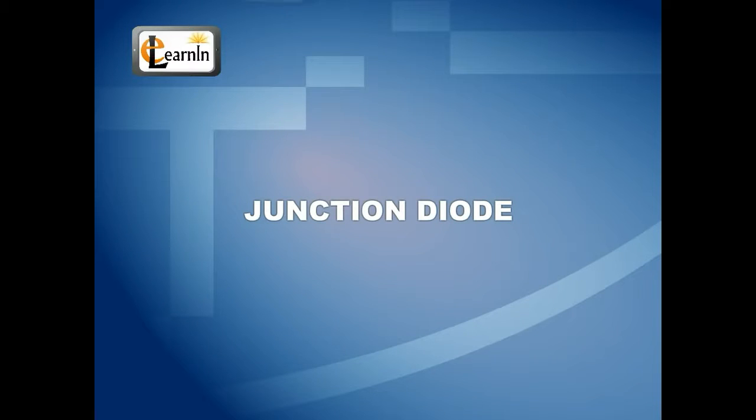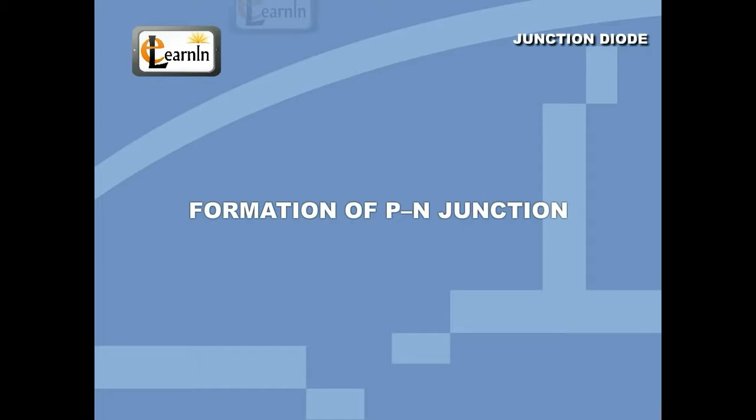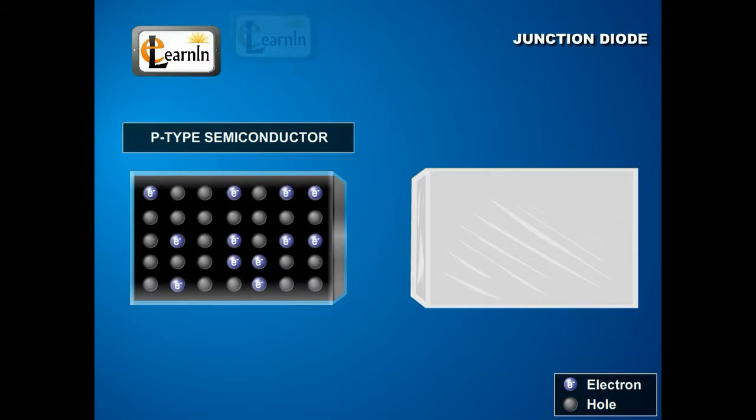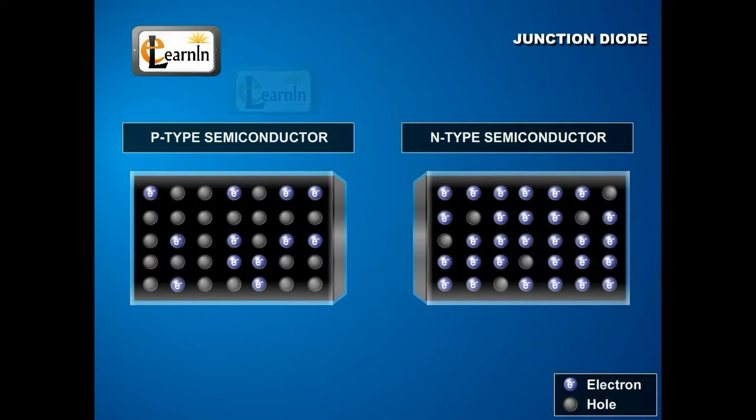Junction diode, properties and uses. Formation of the PN junction. The p-type semiconductor has an excess number of holes. Therefore, holes are the majority carriers of charge in p-type semiconductors, as shown. Similarly, n-type semiconductors have an excess number of electrons. Therefore, electrons are the majority carriers of charge in n-type semiconductors, as shown.